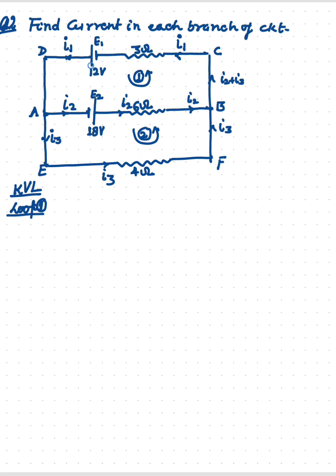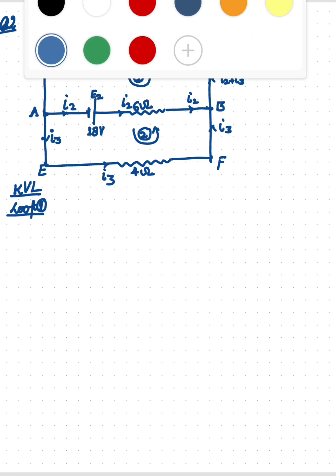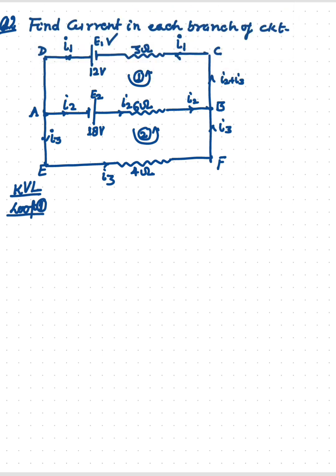Suppose I am starting with the 12 volt battery here. So let's first mark the positive and negative. Look here. This will be low, this will be high. Current is flowing like this, so this is high, this is low, and this is high. This is low. Here this will be high, and this will be low. Any problem? No.